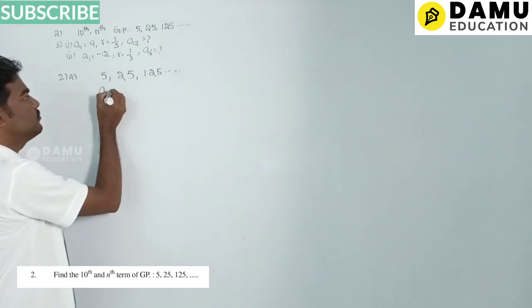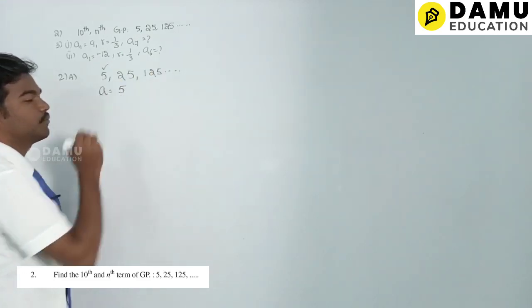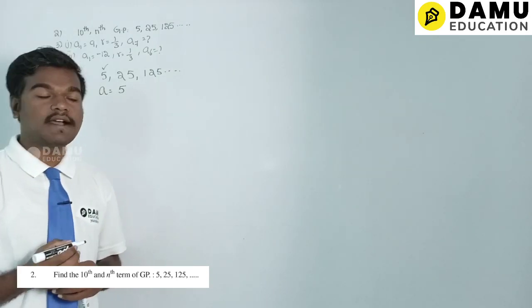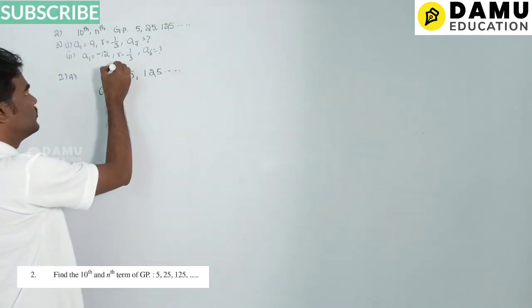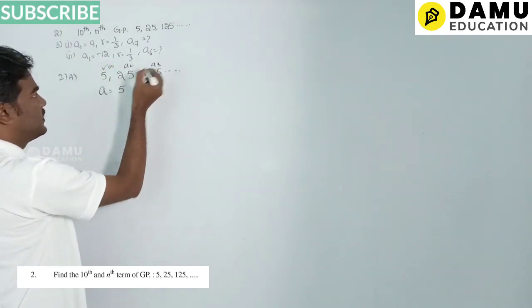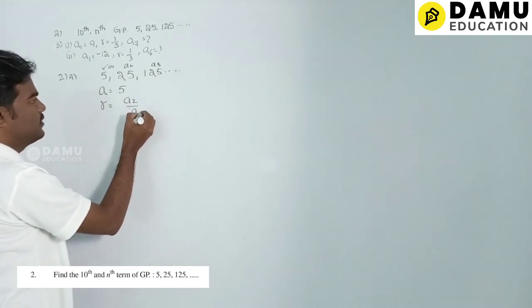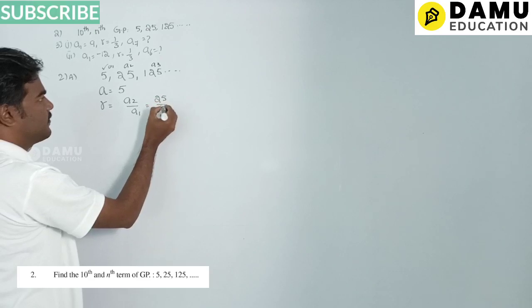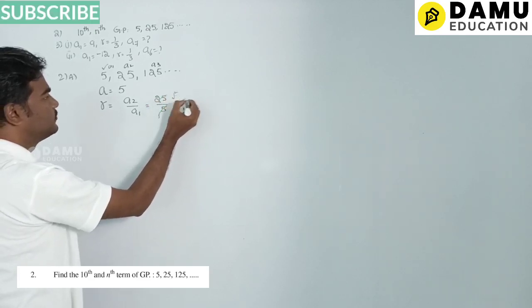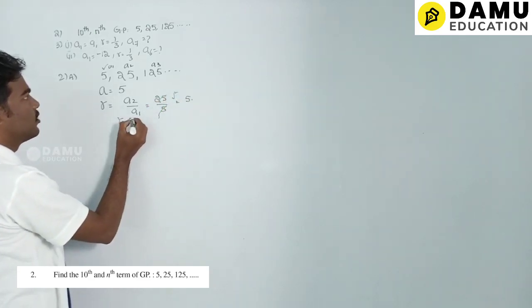What is the first term? The first term will be equal to 5. Then this is A1, A2, A3 and so on. What is the common ratio? That is A2 by A1. So A2 will be equal to 25 by 5. 5 ones are 5, 5 fives are 25. So R will be equal to 5.